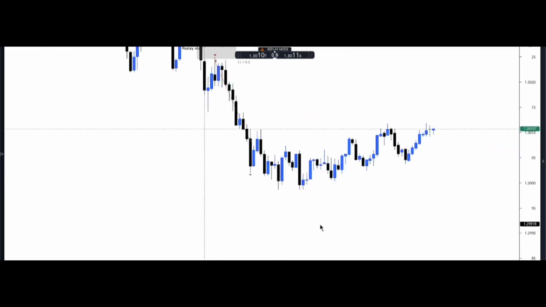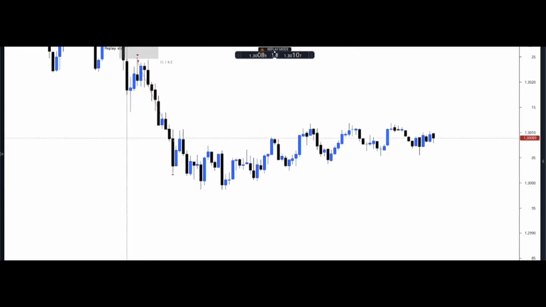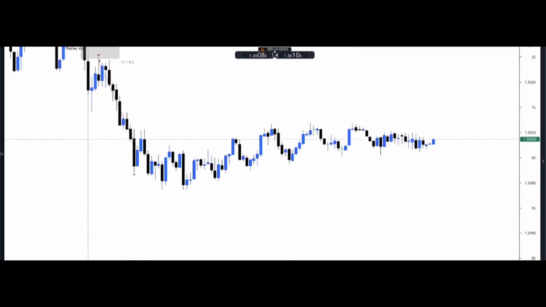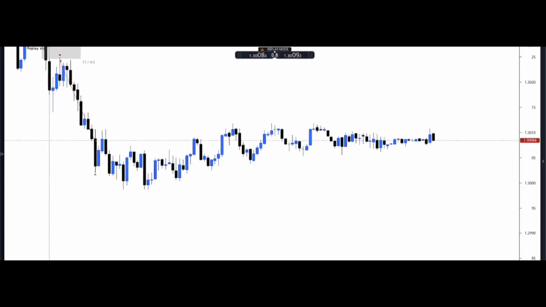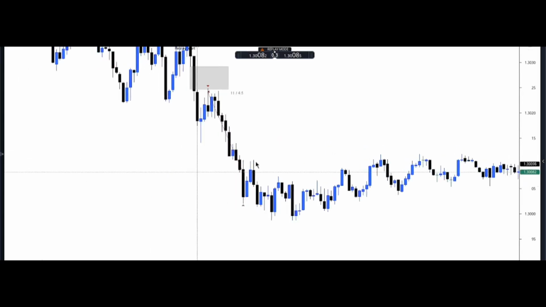Let's see whether price will go in our favor. It is already in our favor. All right? So you are in a risk-free trade. Even if price goes against you now, you are in a risk-free trade because you have moved your stop loss to break even. Simple. This is a very powerful strategy.